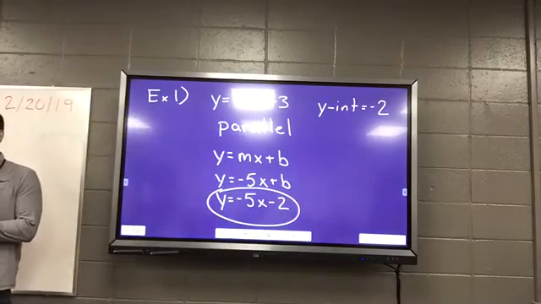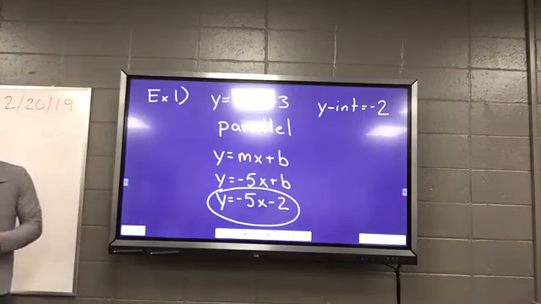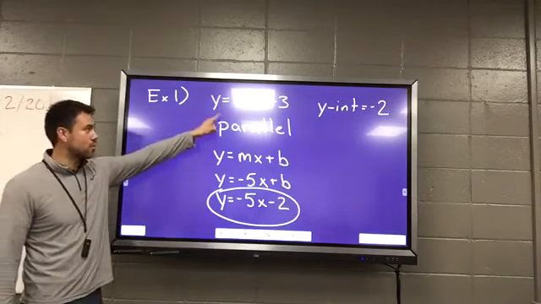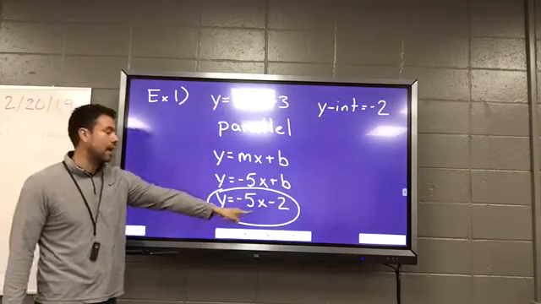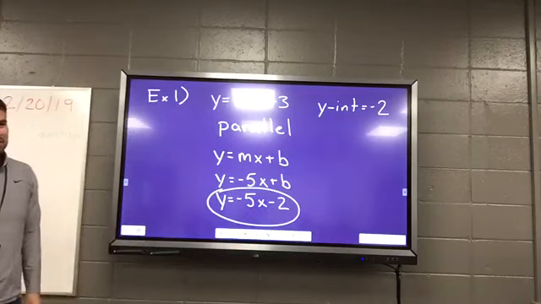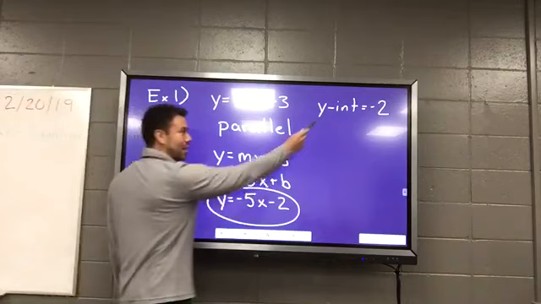How did I get the negative 5? Someone help me out. How to get negative 5 in my answer? Yes, sir? Why is it the same slope? Because the lines were parallel. So they gave me an equation, and I have to come up with another one that has the same slope. How to get the negative 2, Sam? I randomly picked it out. They gave me a y-intercept.